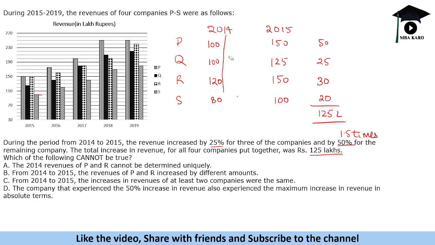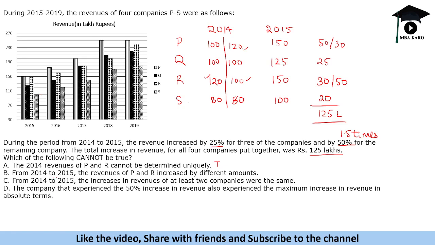Or there could be a second case. This is case 1. Case 2 would be that this is 120 and this is 100. Okay, so the increase would remain the same. We just do not know which company had P and R as 100 and 120, or 120 and 100. So that is what we need to figure out. So accordingly the increase will be 50, 30 or 30, 50. Okay, so that is the scenario here. Now which of the following cannot be true? So that we need to answer. The 2014 revenues of P and R cannot be determined uniquely. So this is true. We cannot determine P and R.